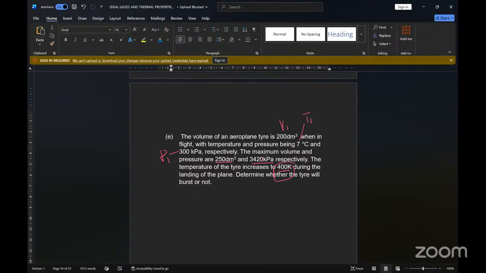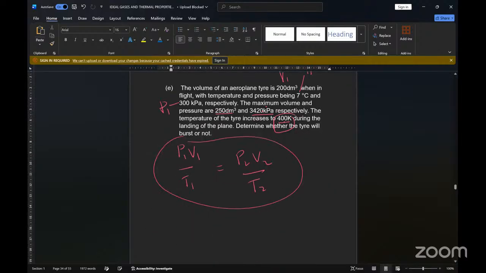Okay, so we are going to use the same formula. P1 V1 over T1 is equal to P2 V2 over T2. The reason being that in all of them, we have the three variables of volume, temperature, and pressure. So you cannot use Charles' law, Boyle's law, or Gay-Lussac's law. Those ones are two variables. This one, there are three of them. So we use this equation like we did before. So now let's see how we are going to apply it.